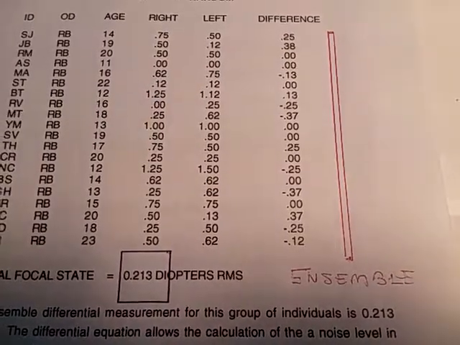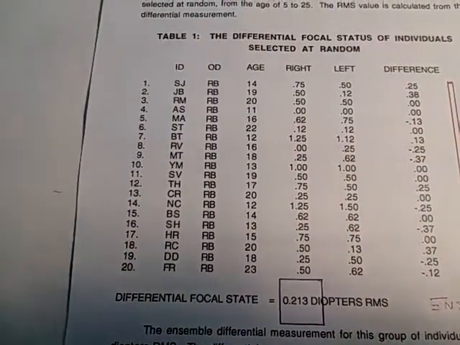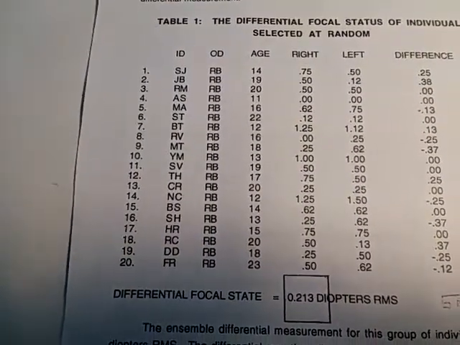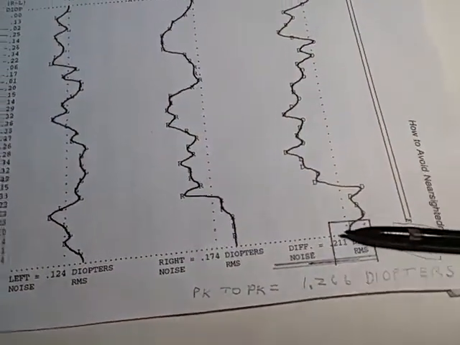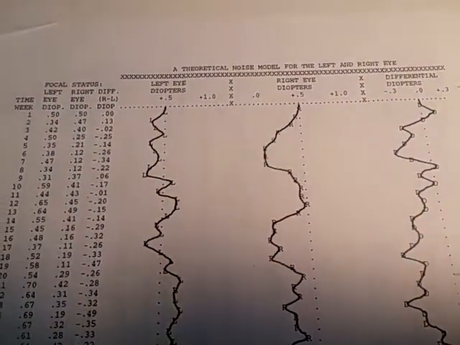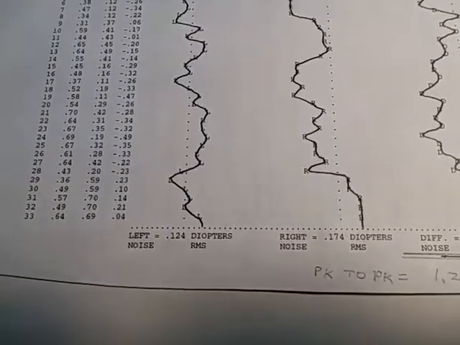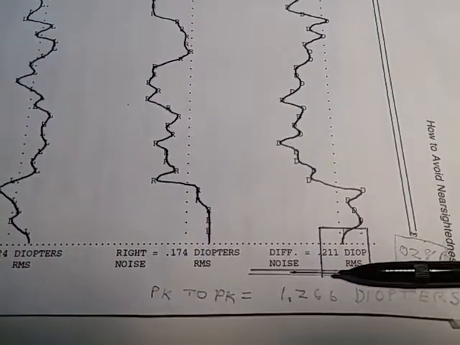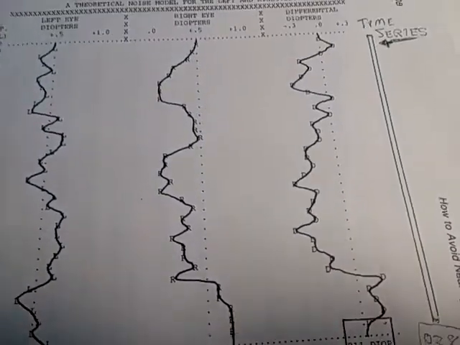I then expanded this into a time series and calculated the RMS of the time series. And again, you have the ID of the person, the OD who did it, Dr. Ronberger, and the age of the various persons. Here's the time series where we take the RMS value and expand it as shown. So you have the values for left and right eye spread out and calculate the RMS noise of each eye, and then the differential noise, which was 0.211 diopters. So this is how you get tracking accuracy of a control system, estimated obviously, but impressive.